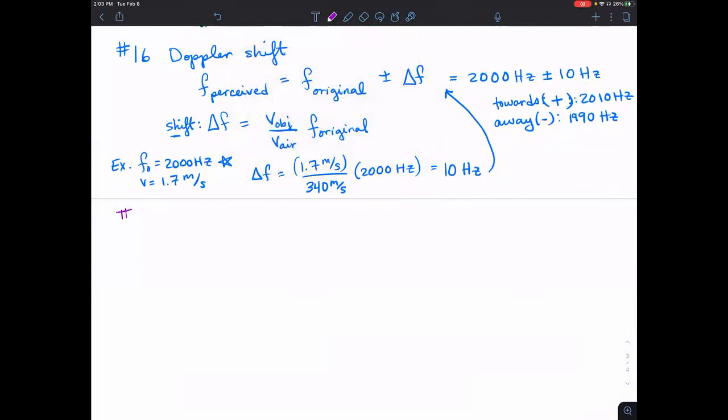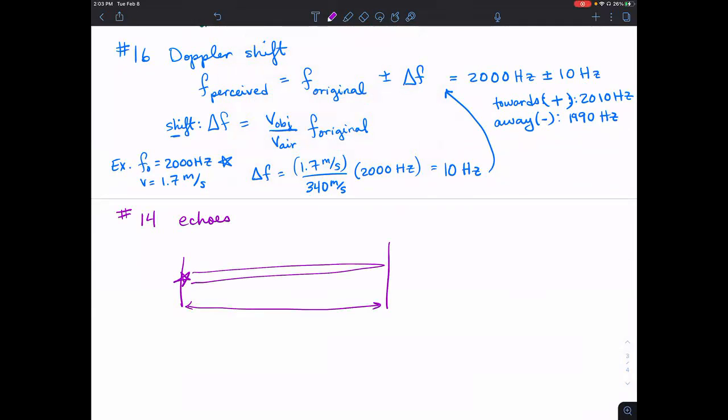Okay. The next one, now I think it was 14, is about echoes. The idea with echoes is you're standing here listening or whatever, you make a loud sound, and then the sound has to travel to the wall and back. So if this is the distance to the wall, then the total distance that it travels is twice that. So that's the key to remember.